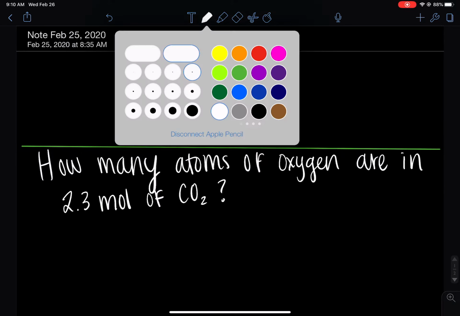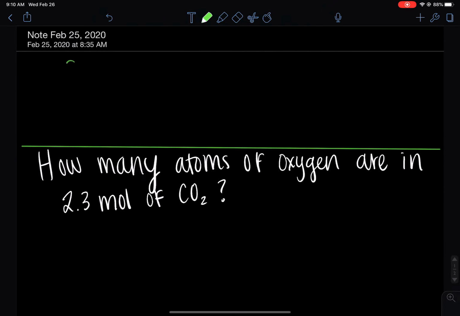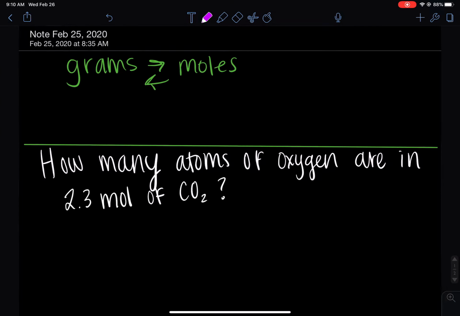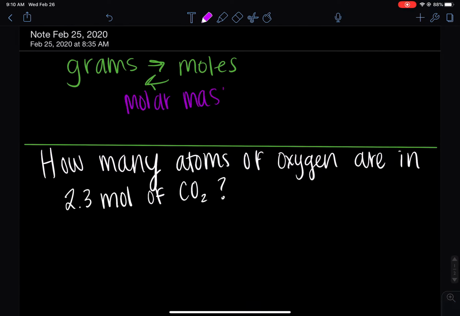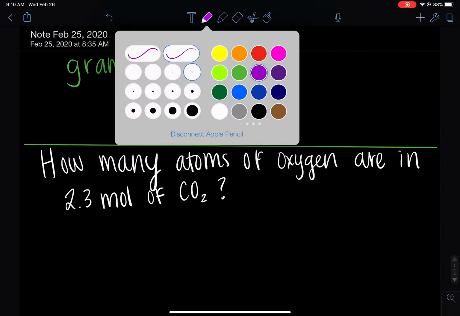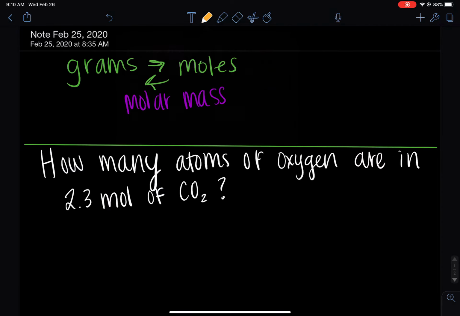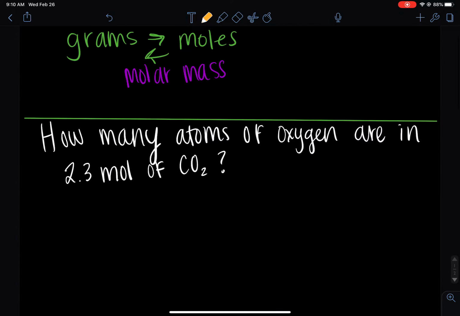Okay, so this lesson is going to be about converting grams to moles or going the opposite way. And anytime you do that, you're going to be using the molar mass. Okay, so that's what we learned last class. But before we get into that, I think we need to talk about how to go from moles of a compound to atoms of just an element inside the compound.